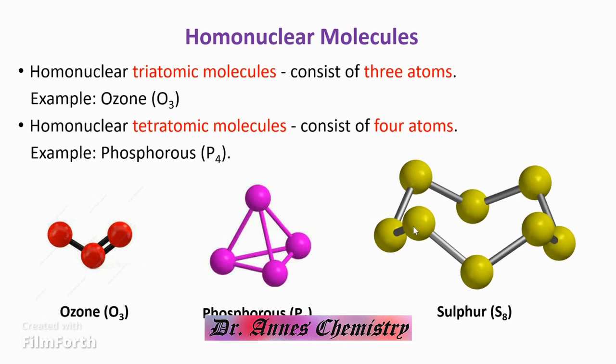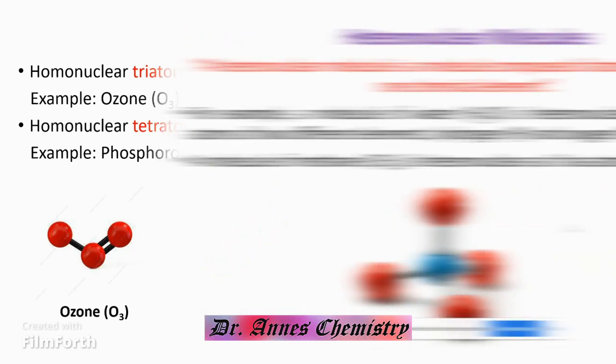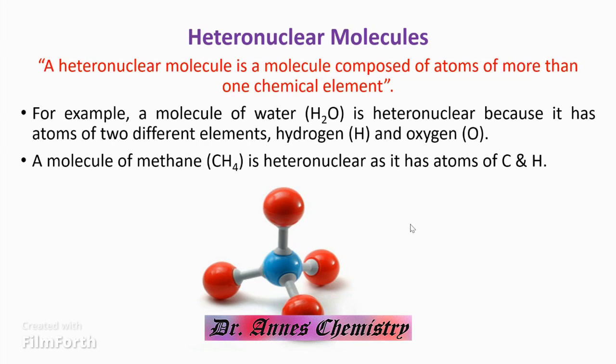So in general, what is a homonuclear molecule? It's a molecule that is made up of the same type of atom, and different numbers of atoms can be present in the molecule. I hope now you're clear about what a homonuclear molecule is.